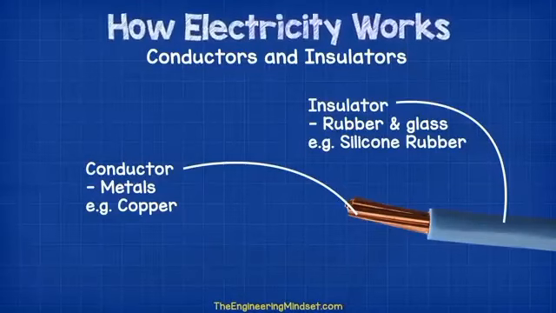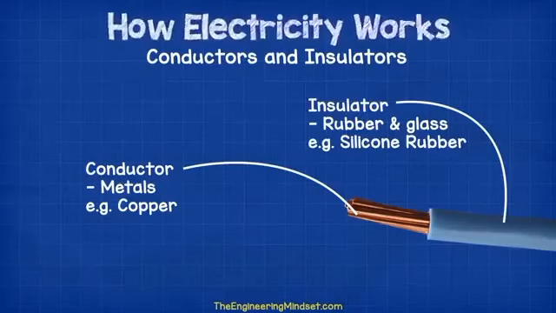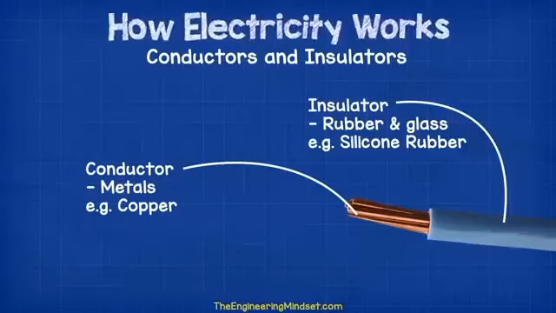Now we can combine these materials to safely use electricity by having the conductor in the center, which allows electrons to move, but surround this with an insulator to restrict where they can flow to, i.e. not into us, which keeps us safe.